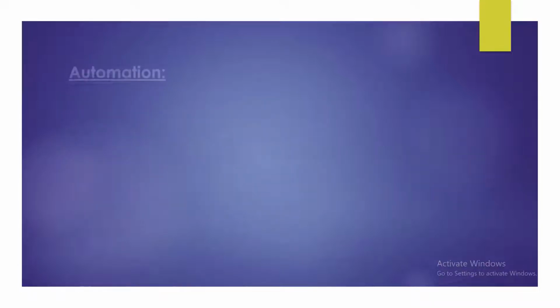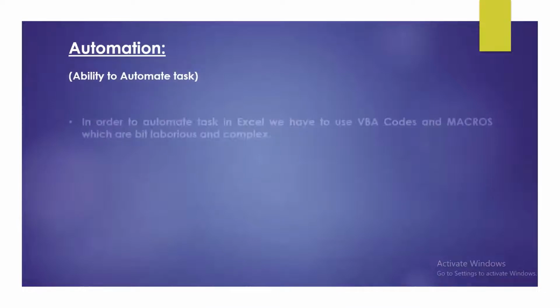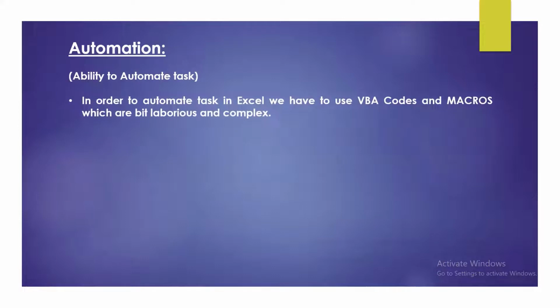The second feature is automation, which is its ability to automate tasks. In order to automate tasks in Excel, we have to use VBA codes and macros. VBA codes and macros are application specific tools. Therefore, these are a bit complex to learn, and automating tasks in Excel becomes a bit laborious.